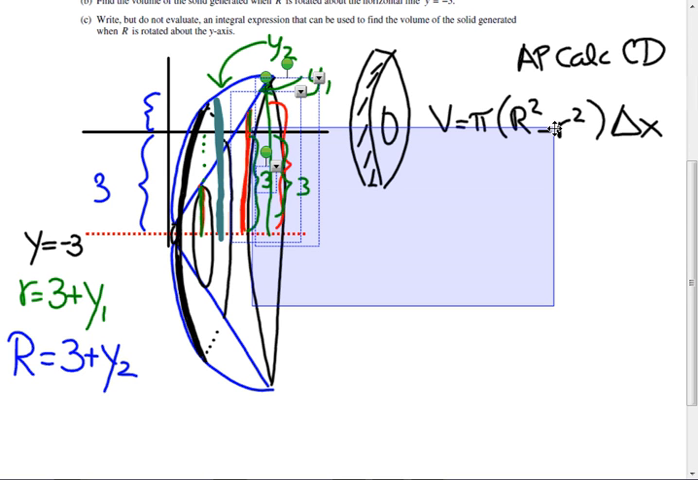Okay, so I've got this distance. Why is it plus 3? Because the distance from the axis of rotation is 3 units, and then we're going to add in the y coordinate from the curvy part. That was y2. I could call it y1, call the other one y2. It doesn't matter, because I want the biggest radius. So I'm going to go from here up to the top.